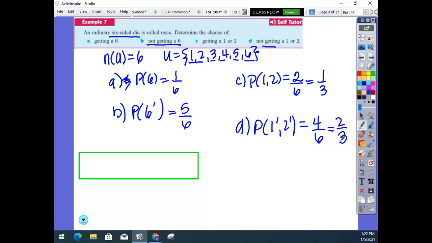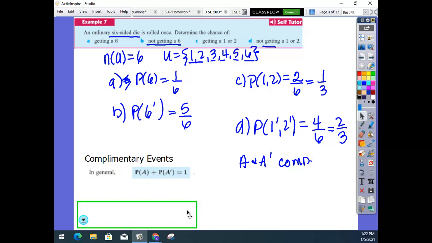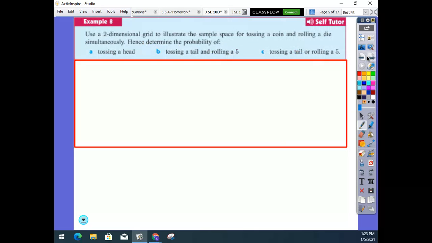So let's remember, first of all, 6 and not 6 are called complementary events. A and A prime are complementary. In general, the probabilities of complementary events always add up to 1. So 1/6 plus 5/6 is 1, and 1/3 plus 2/3 is 1. Sometimes it's actually easier to figure out 1 minus the complement than it is to figure out the whole thing.